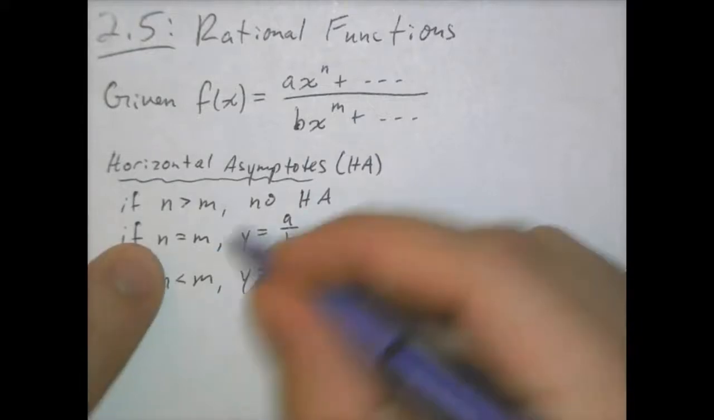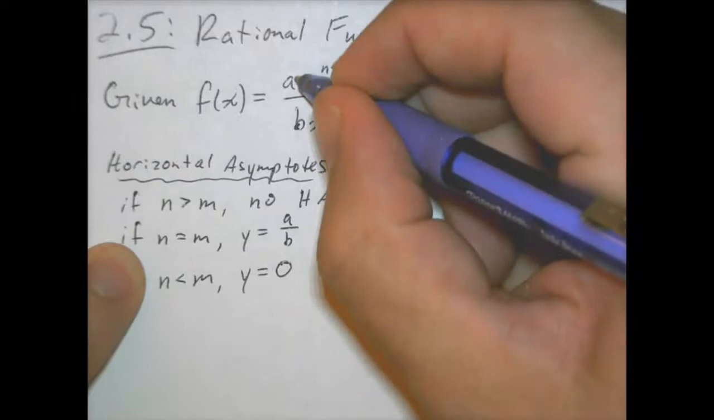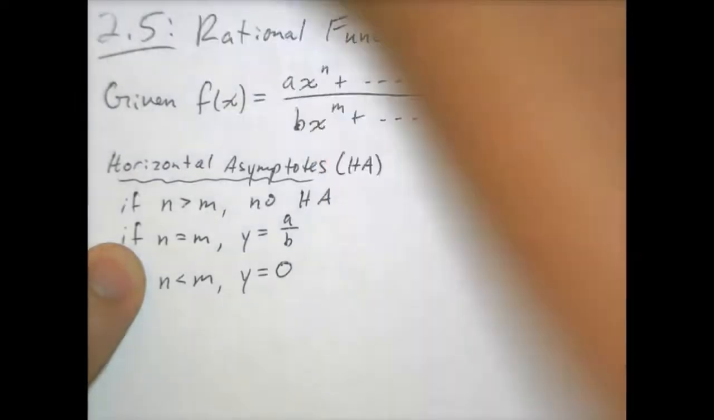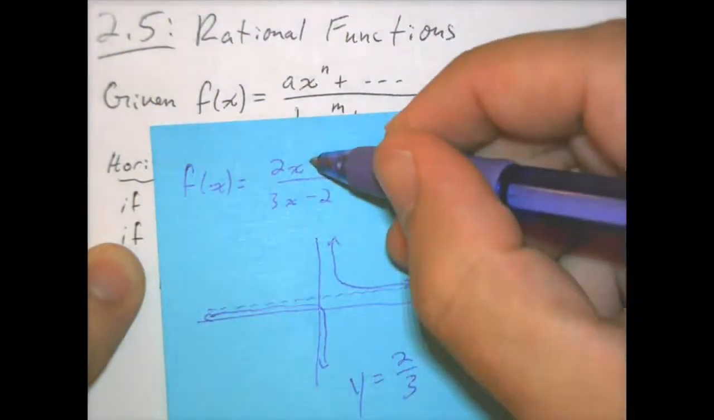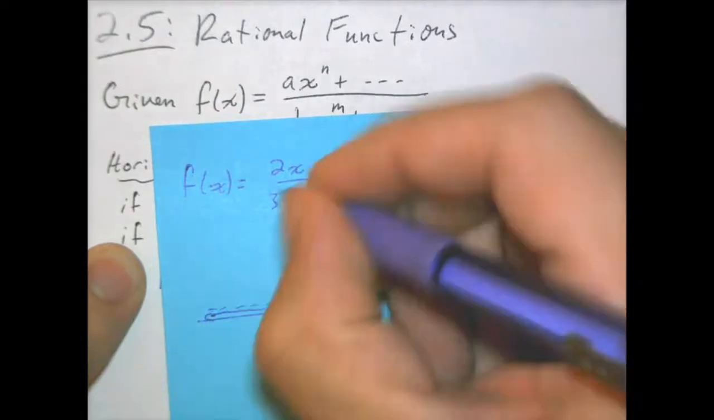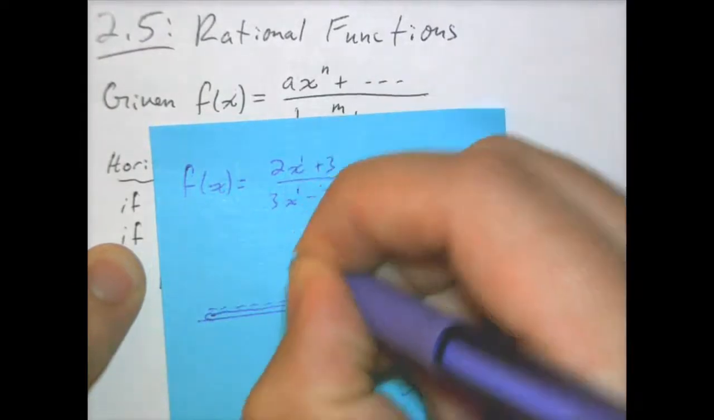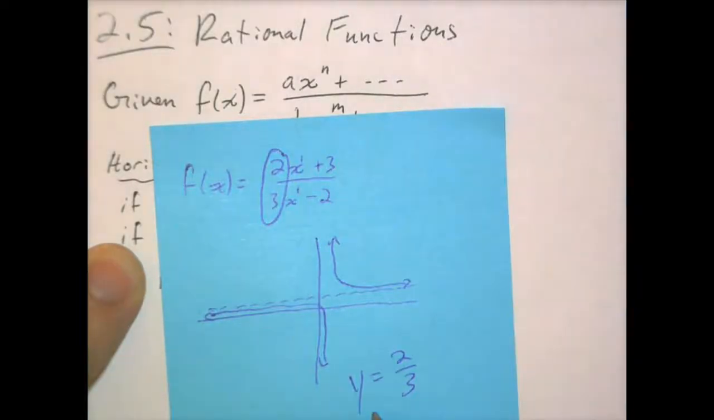If the degrees are equal, then a over b, the coefficients of those two things, are the horizontal asymptote. So here, I have 2x plus 3 to the first power, 3x to the first power. Since these are the highest powers, they are both the same, I'm going to take the coefficients, 2 over 3. That is my horizontal asymptote, so I have a horizontal asymptote at y equals 2/3, and then I can graph my function around it.